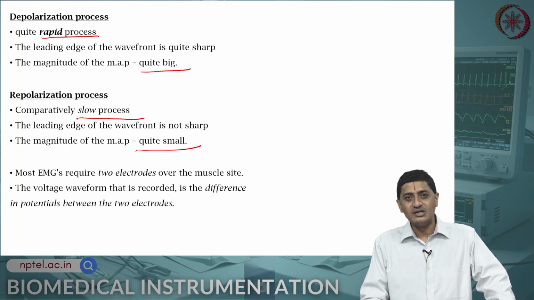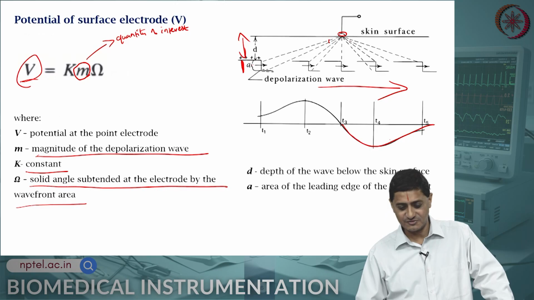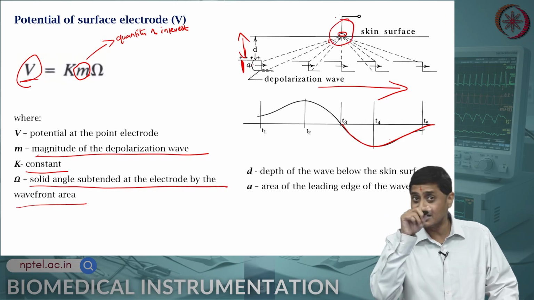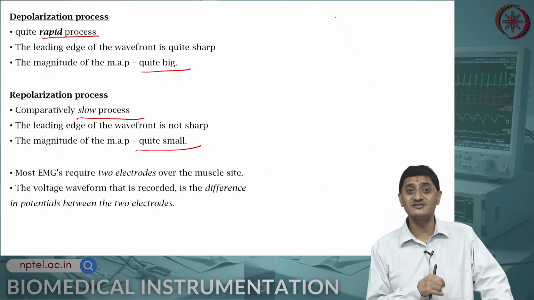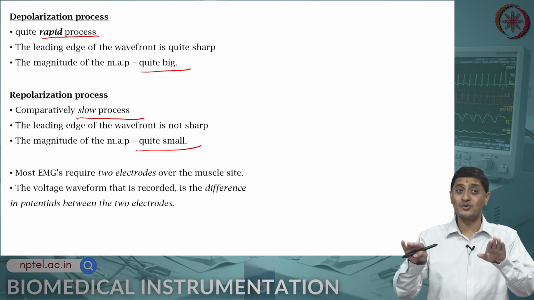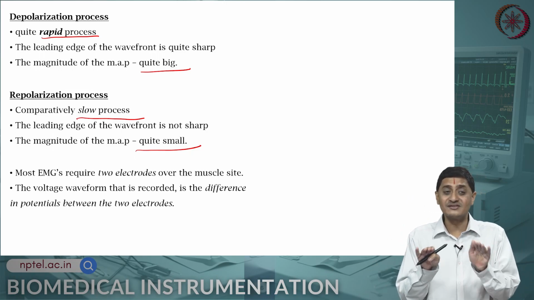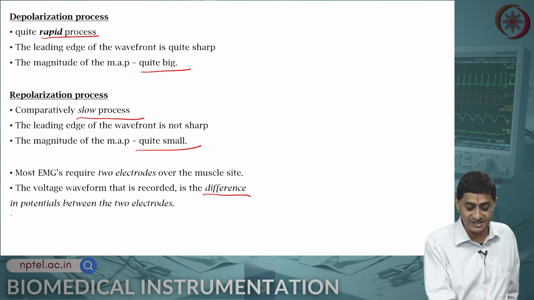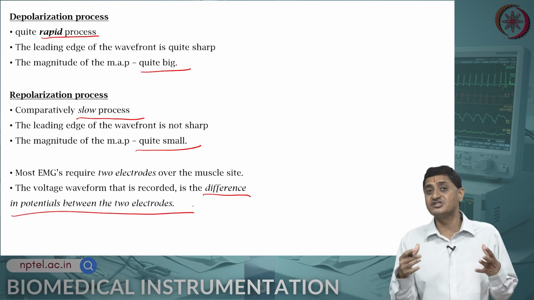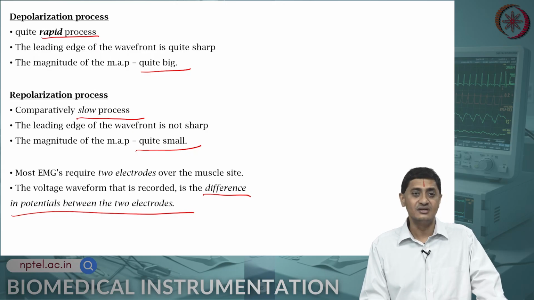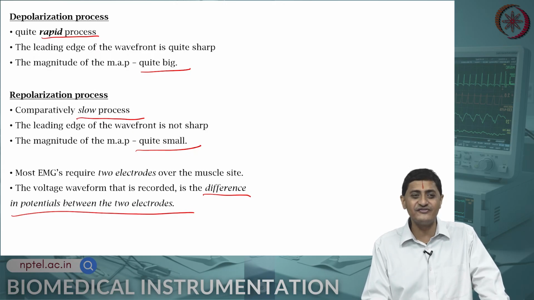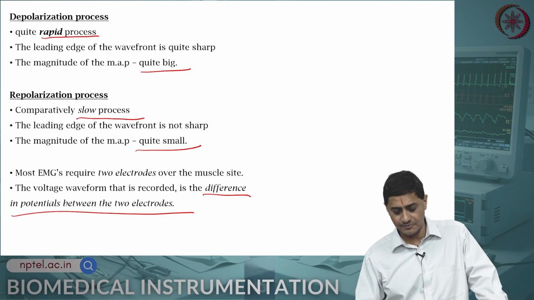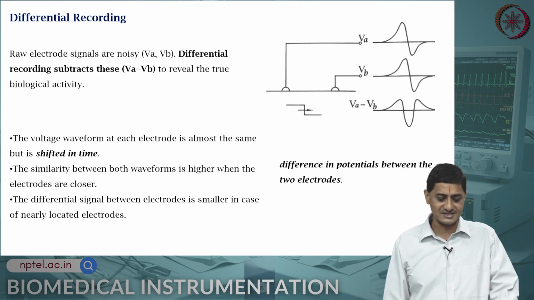And we have only looked at one electrode so far, because in the previous picture there was only a single electrode. But most EMG systems require two electrodes placed over the muscle, and you are essentially measuring the difference between these two electrodes, is it not? Because it is a differential electrode, differential amplifier configuration. The voltage waveform that is recorded is the difference in the potential between these two electrodes.